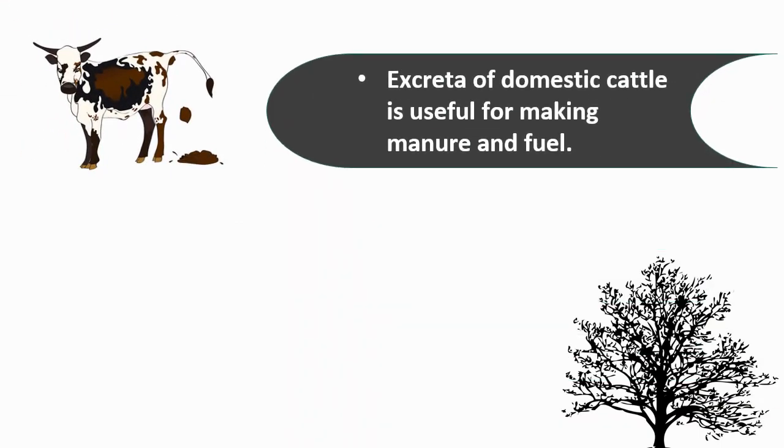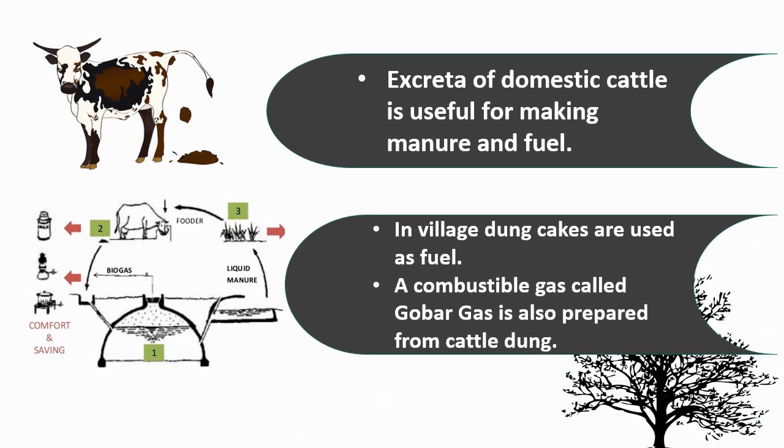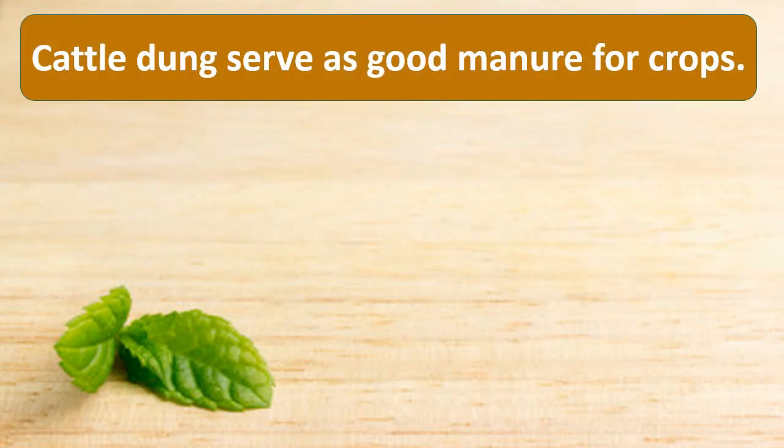Excreta of domestic cattle is useful for making manure and fuel. You can see in the picture how biogas is formed. In villages, dung cakes are used as fuel. A combustible gas called gobar gas is also prepared from cattle dung. Cattle dung serves as good manure for crops.